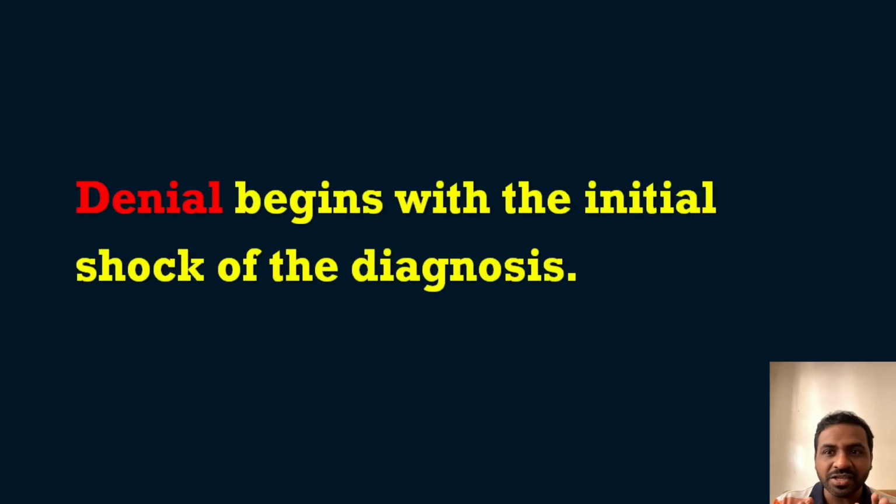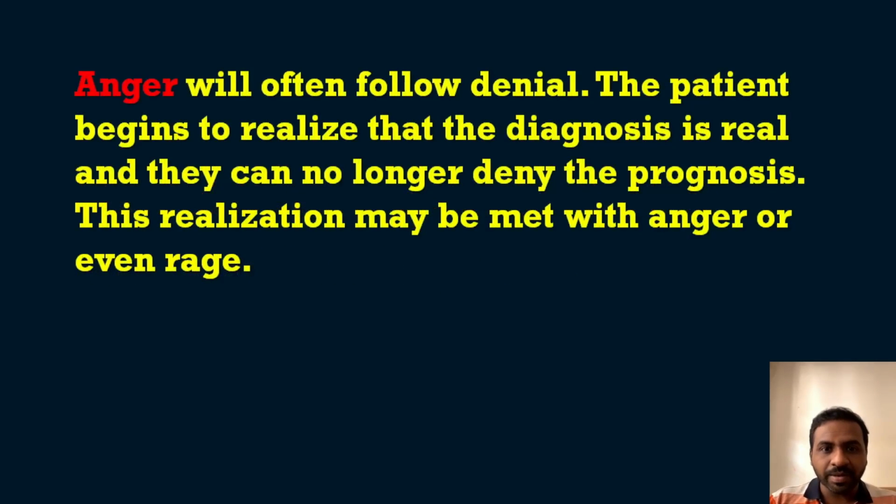Denial begins with the initial shock of the diagnosis. The patient will be in shock that this disease has occurred to them, and they will think, no, there is no disease for me. There will be some defense mechanism during this period. When the denial phase ends, the patient moves on to the anger phase, which often follows denial. The patient begins to realize that the diagnosis is real and they can no longer deny the prognosis. This realization may be met with anger or even rage, and they will think, why has this happened to me? Those are questions patients may raise. That is the second stage, anger.